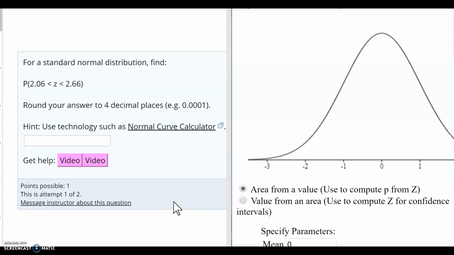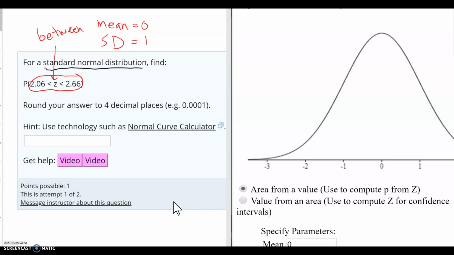Hi everyone. This is similar to the last question you just did. It's for a standard normal distribution. So remember, if it's standard normal, we know this. We know that the mean equals 0 and the standard deviation equals 1. For this kind of setup, right here, you notice that z is between the two numbers.